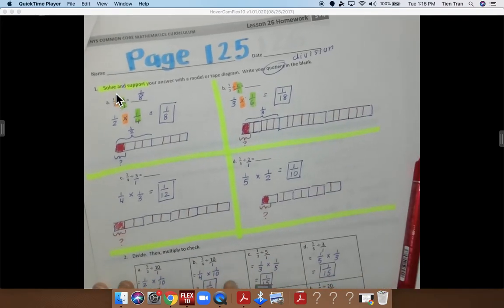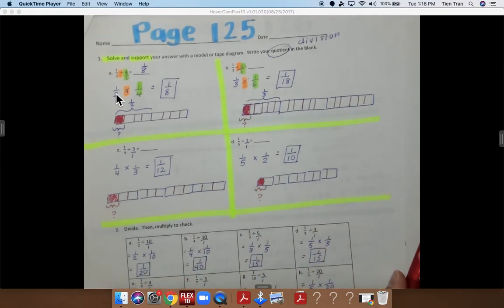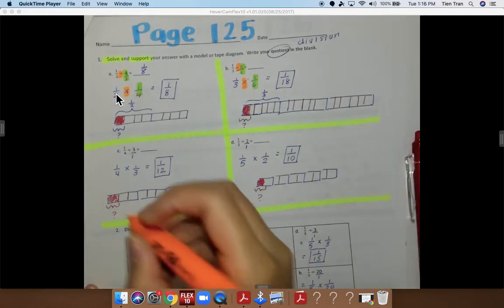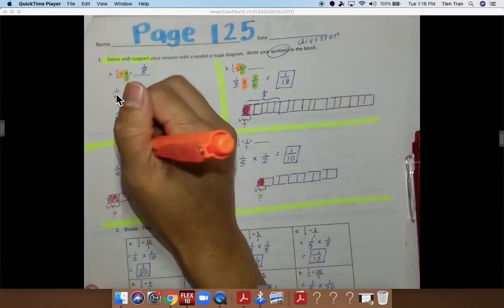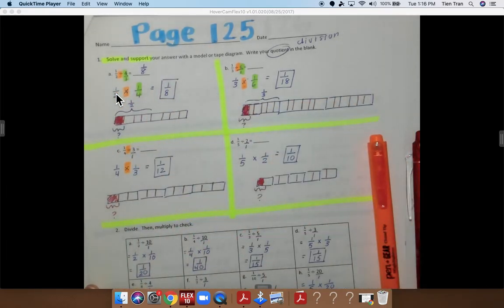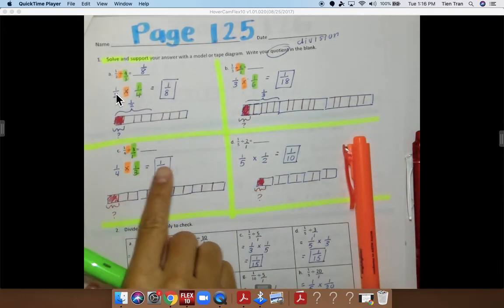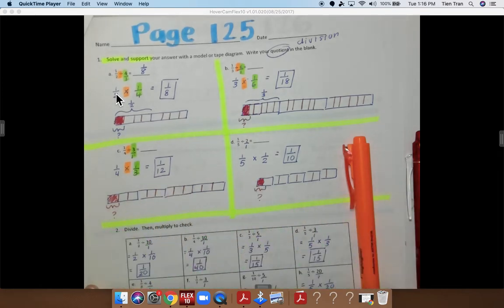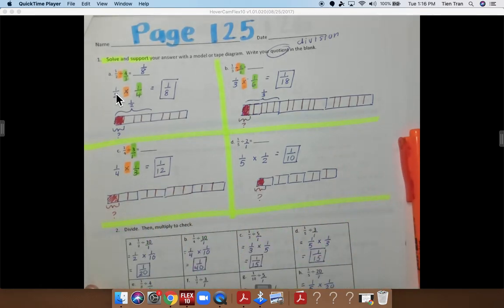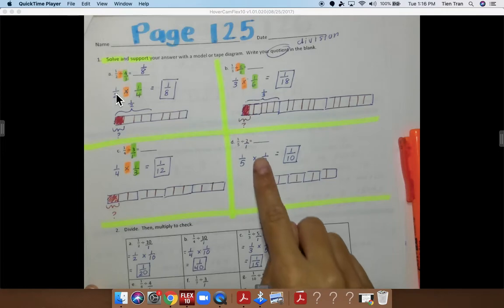Okay. For problem C, we have 1/4 divided by 3. We're going to flip our division sign into a multiplication sign. 3 over 1 is going to change to 1/3. 1 times 1 is 1. 4 times 3 is 12. So my answer is equal to 1/12.